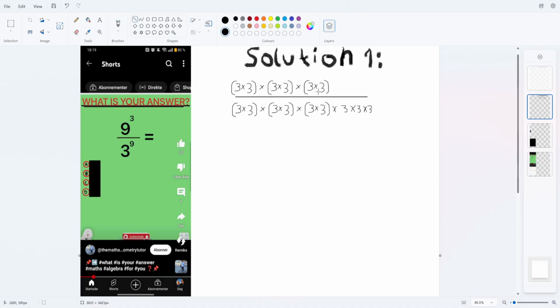So what you can do now, you can just remove this 6 from the top and the bottom. What do we have then? We have 3 times 3 times 3. And what do we have above? We have 1. So you could say the answer to this equals 1 over, or divided by 3 times 3 times 3. So 3 times 3 equals 9. 9 times 3 equals 27. Right? That's the easy way of doing it. That's the very easy way of doing it.